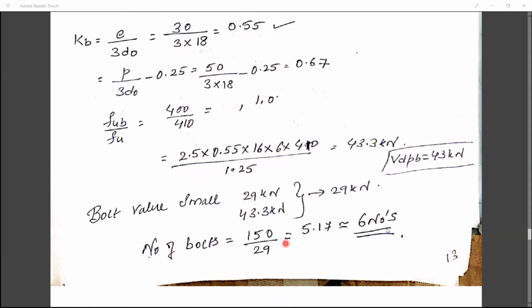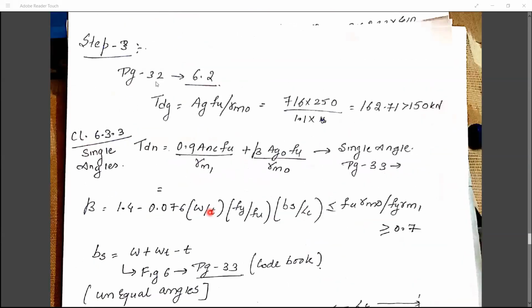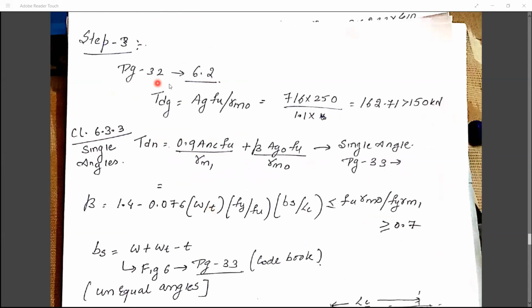This is our bolt value, so we'll get around 6 bolts. Now step 3 is go to page number 32, clause 6.2. There you will find this formula: Tdg is equal to Ag fy by gamma m0.